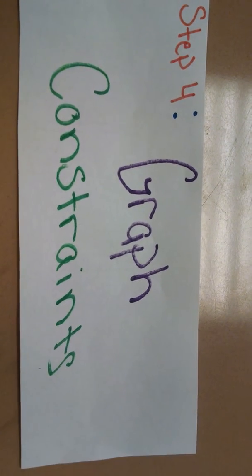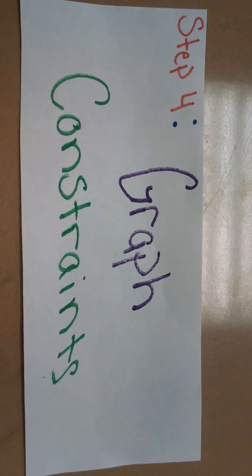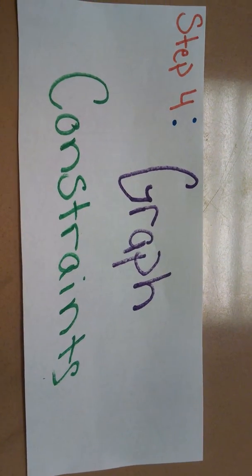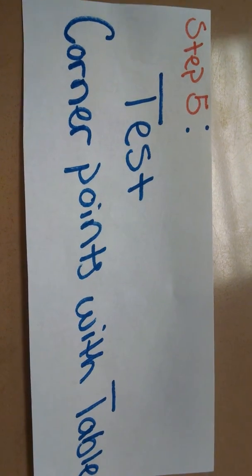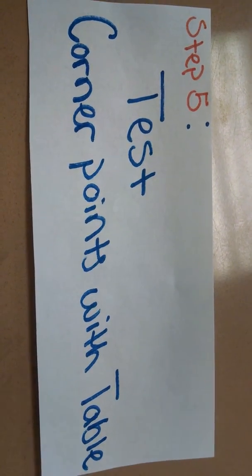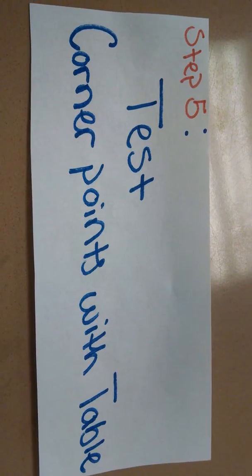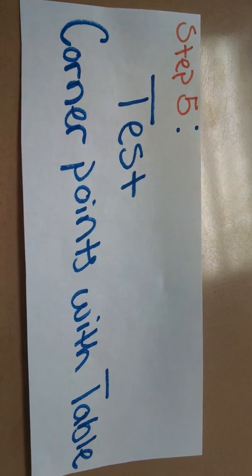With graph paper, you will graph the constraints by using the x and y variables that you found in the problem earlier. Once you have graphed the constraints, you will use the corner points and put them into a table and plug them into the constraints earlier defined in the problem.